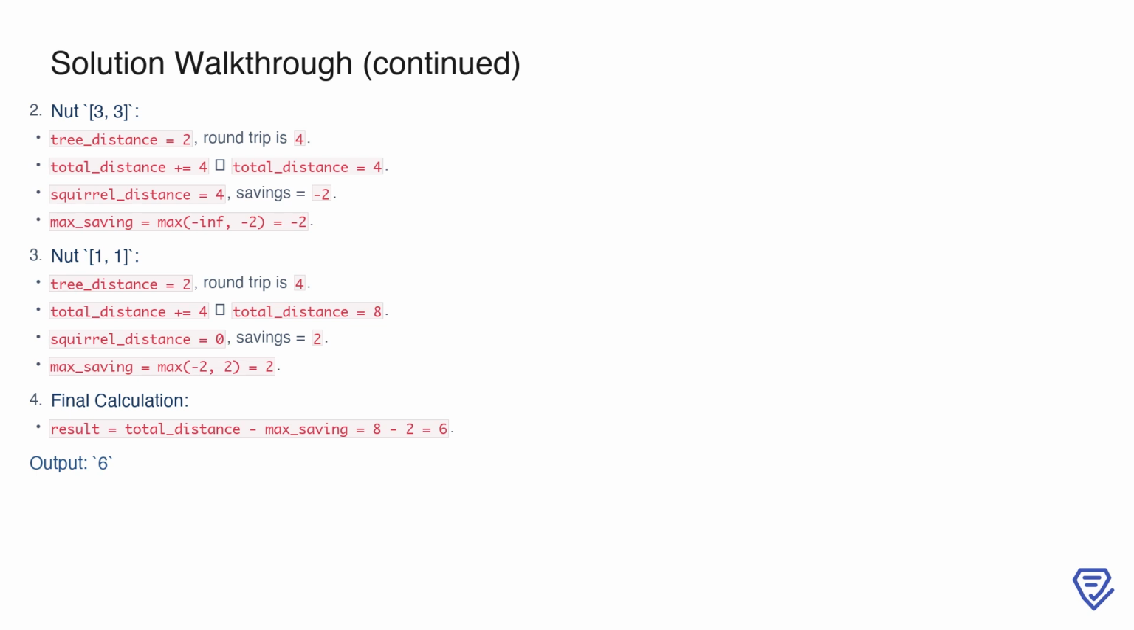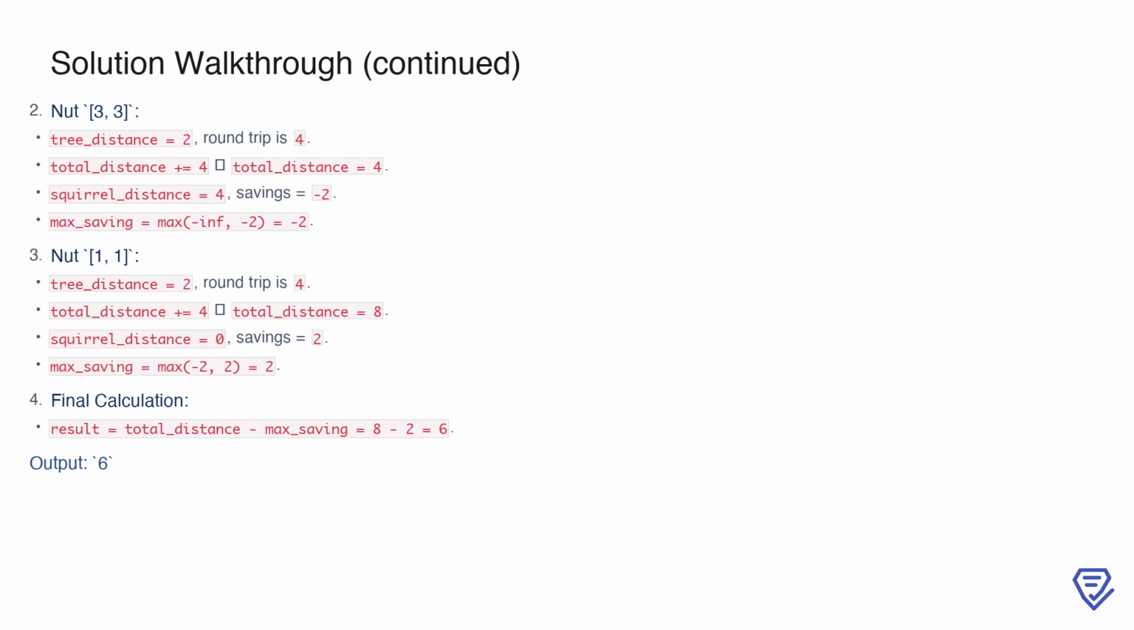The squirrel's distance to this nut is 4, resulting in savings of -2. We update max_saving to the maximum of -infinity and -2, so max_saving becomes -2. Now for the nut at 1, 1, its distance to the tree is 2, so the round-trip distance is again 4. Adding this to total_distance makes it 8. The squirrel's distance to this nut is 0, so the savings is 2. Updating max_saving to the maximum of -2 and 2 gives max_saving a value of 2.